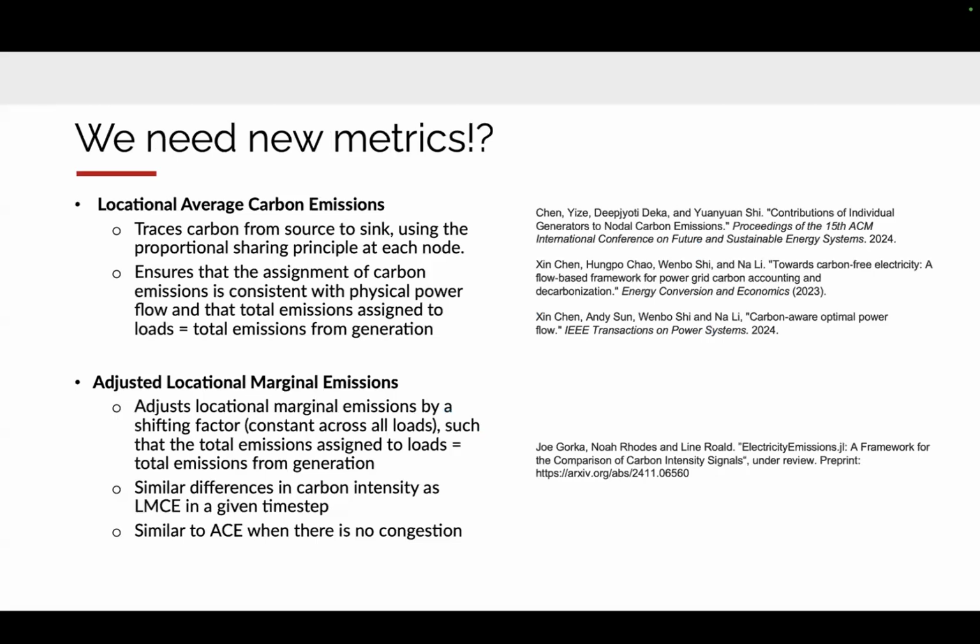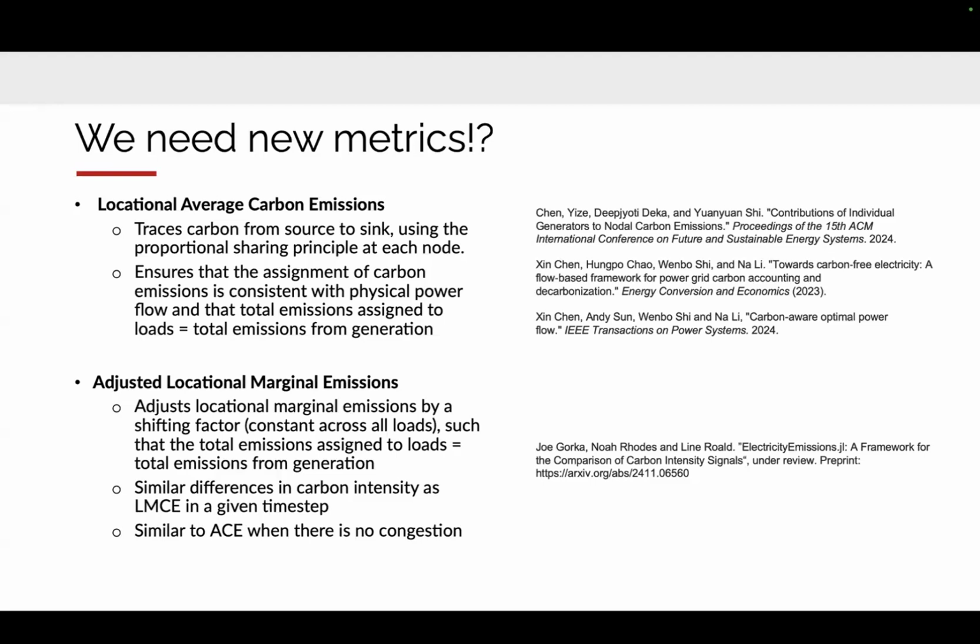So essentially, one question we can ask here is whether we need new metrics. We have locational average carbon emissions, and we have adjusted locational marginal carbon emissions, which are 2 alternative metrics that we've been looking at. Locational average carbon emissions is based on something called carbon flow, and they seek to trace carbon from source to sink using what is called the proportional sharing principle at each node. So that's a specific choice made there. One nice thing about this way of assigning emissions is that it ensures that the assignment of carbon emissions is consistent with physical power flows, and total emissions assigned to loads is equal to the total emissions from generation. However, they do not have that kind of marginal aspect to them.